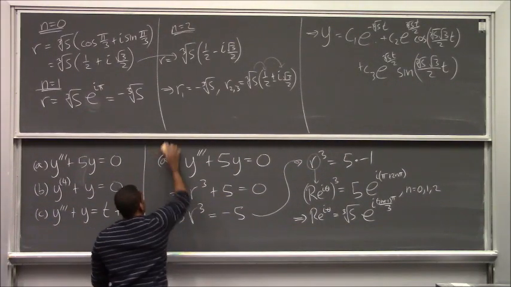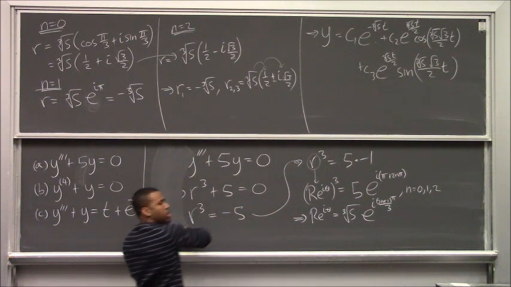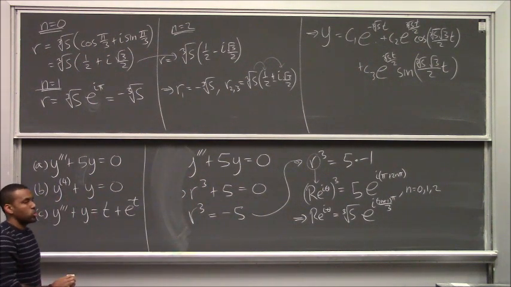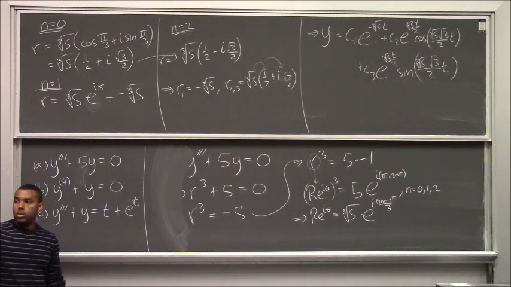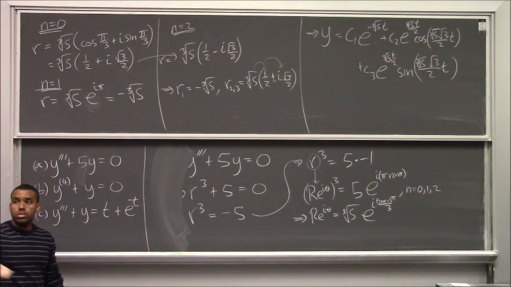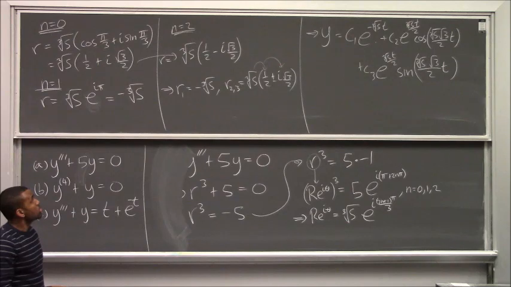Okay, so any questions about that one? Anywhere we're not sure what happened? When we have the complex number, you can go first. Yeah. What happened to the e to the i pi from n equals 1?